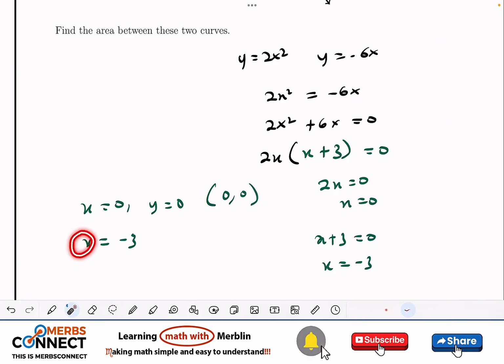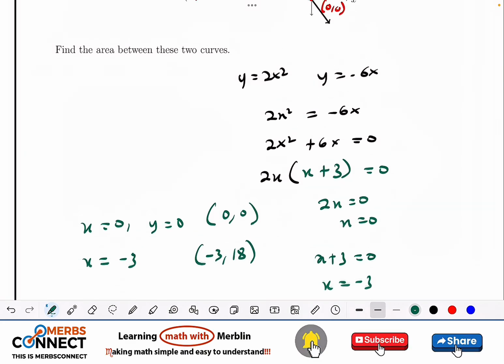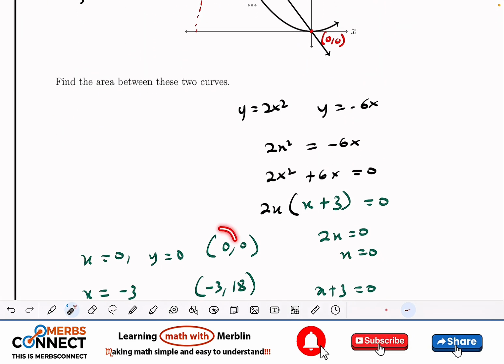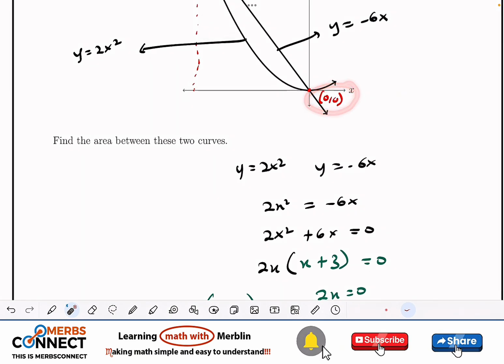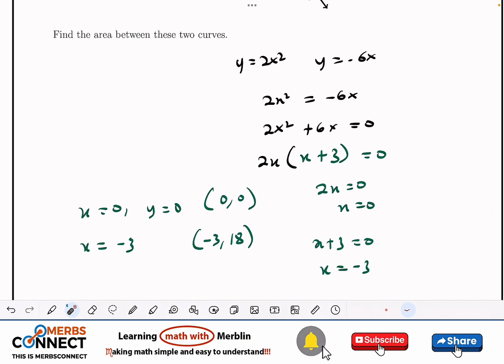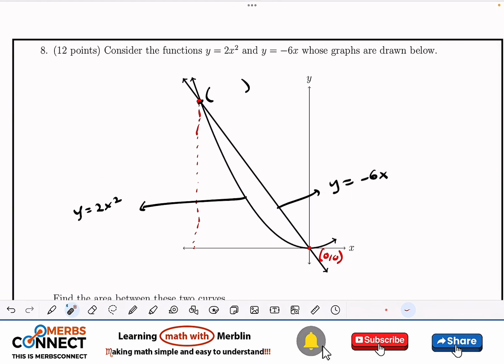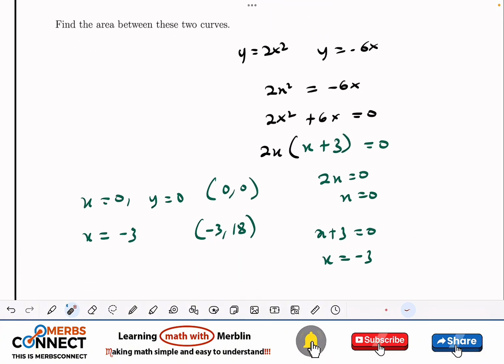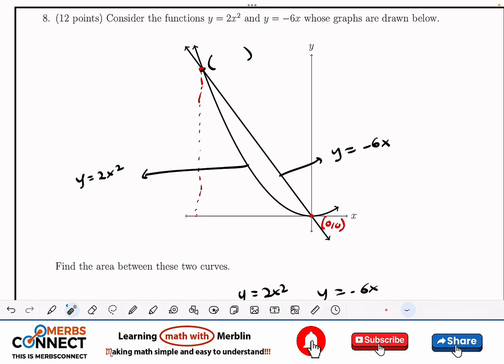Then when x is equal to negative 3, put negative 3 here. Negative 3 squared is positive 9. 9 times 2 is 18. Negative 6 times negative 3 is also 18. So we are going to have minus 3 and 18. So the point 0, 0 is the one that is showing here, the one that I just saw from there. And the point minus 3 and 18 will be this point. Minus 3 and 18.